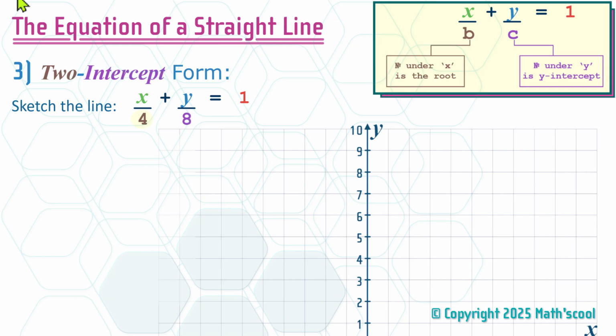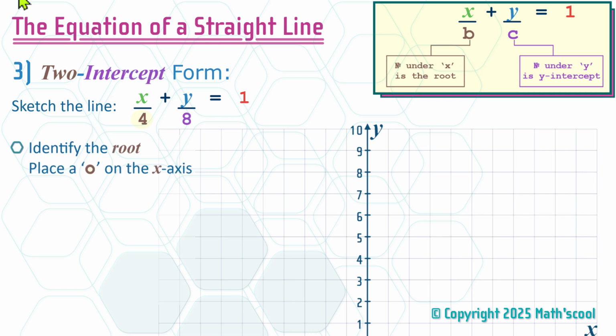Okay, now it's got a different form for the equation of a line. So it's like this now: x over b plus y over c equals 1. That's got to be a 1 at the end there. And that's called the two-intercept form. So how do I sketch this? x over 4 plus y over 8 equals 1. And it tells me some information. The number under the x is the root. The number under the y is the y-intercept.